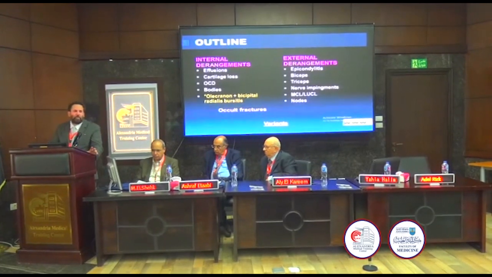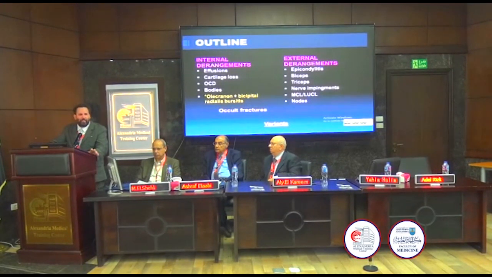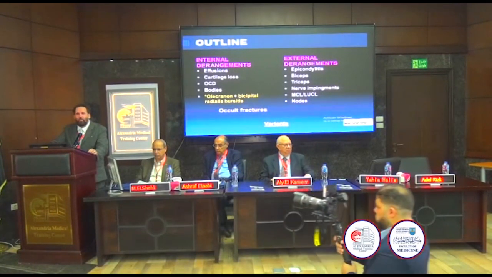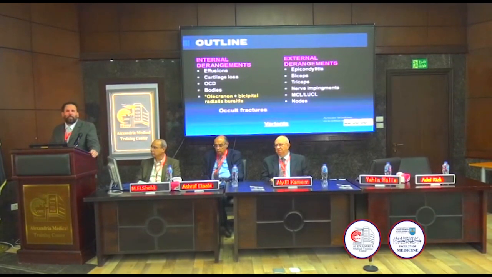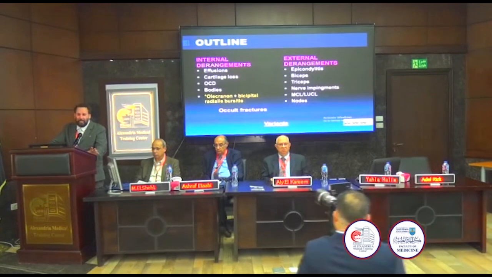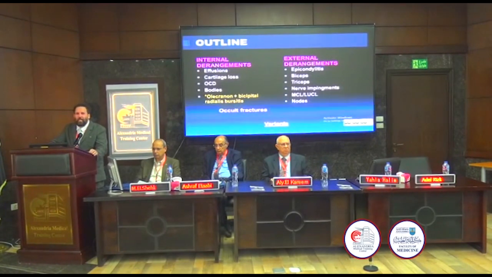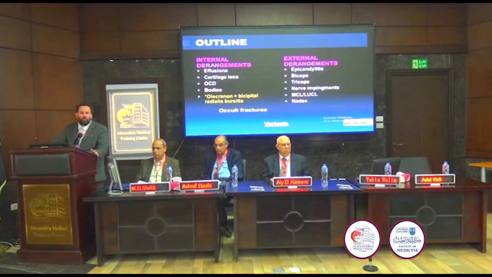So in the elbow, when we talk about internal derangement, we're talking about disorders of cartilage, bone, or intra-articular bodies that emanate from disorders of cartilage or bone. When we talk about external derangement, we're talking about ligaments, nerves, and tendons. The tendons in the elbow are epicondylitis, flexor and extensor tendons, as well as distal biceps and triceps. The two ligaments we're going to speak about are the lateral ulnar collateral ligament and the medial collateral ligament.